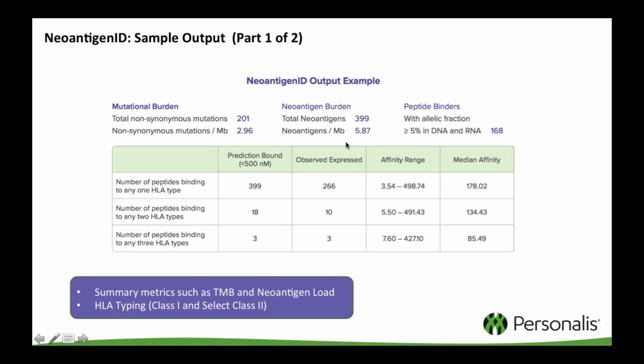And also here's a high-level summary table showing the total number of peptides that will bind with sufficient strength to elicit a response. And here we're using a less than 500 nanomolar threshold. And those that are predicted to bind to at least 1 or 2 or 3 HLA types. And then of those that are predicted to bind, how many of those would be observed to be expressed based on the transcriptome data? And then we also show the binding affinity range and median affinity.